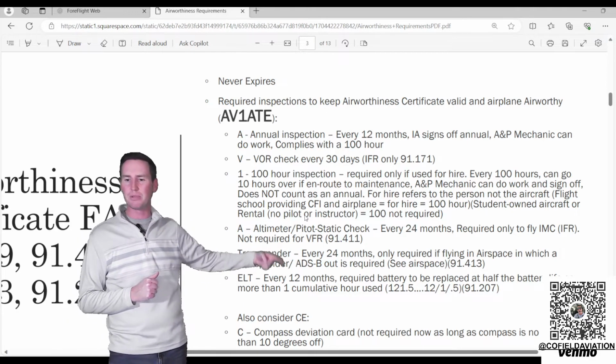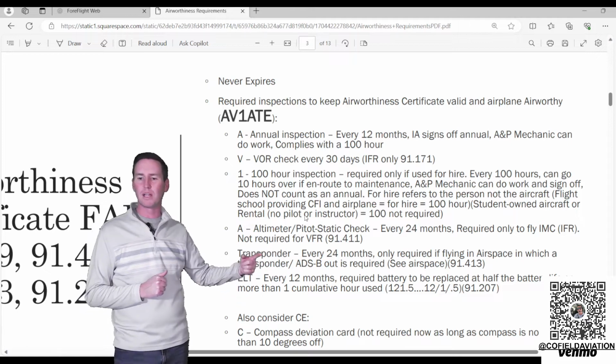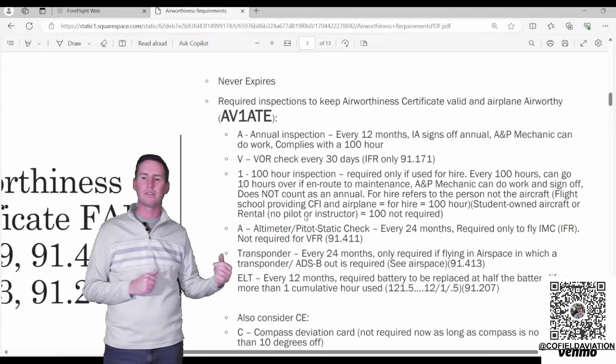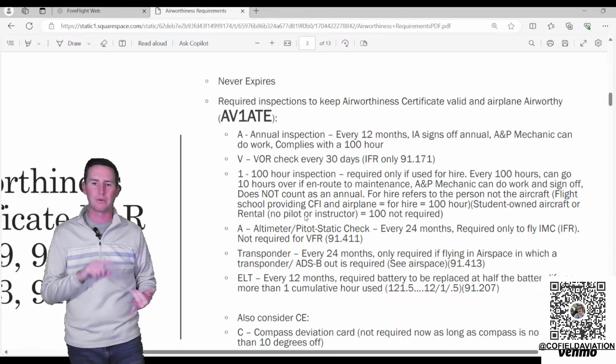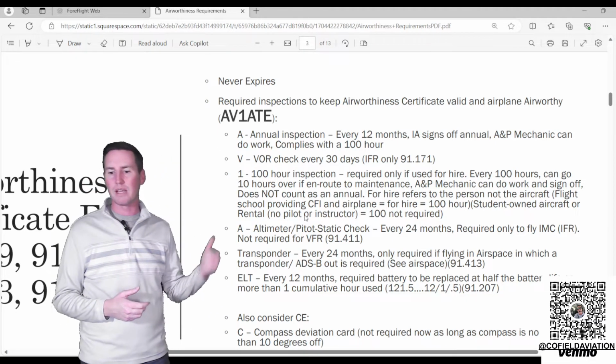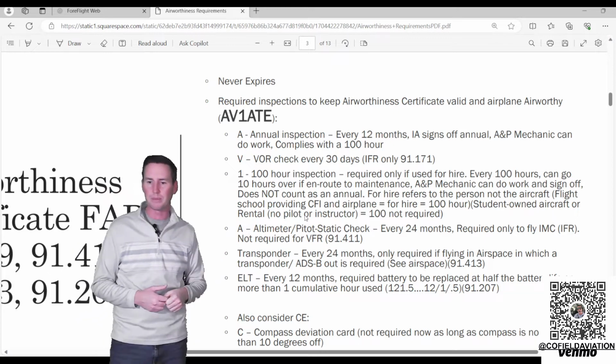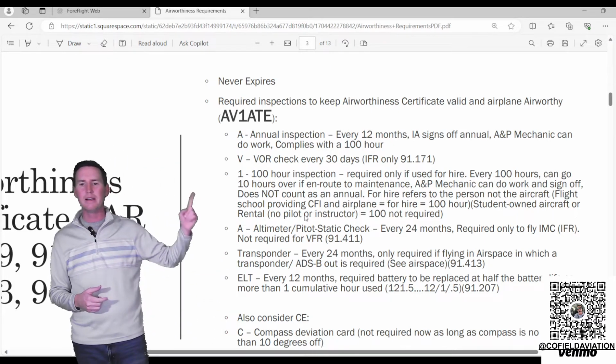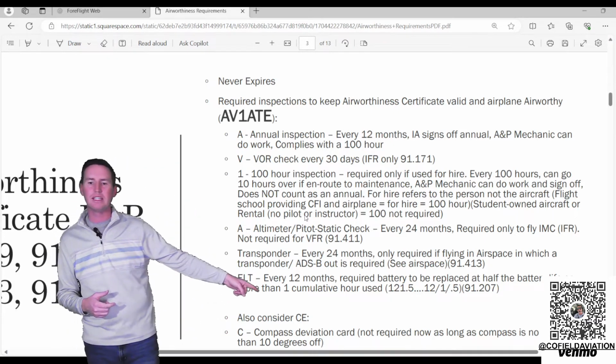So most of the time people do this at the same time. Get a 411 and 413 check done, gets the pitot-static check out of the way, and the transponder, since they're due at the same time. So most avionics shops can do that for you. The E, last one here, is the ELT.